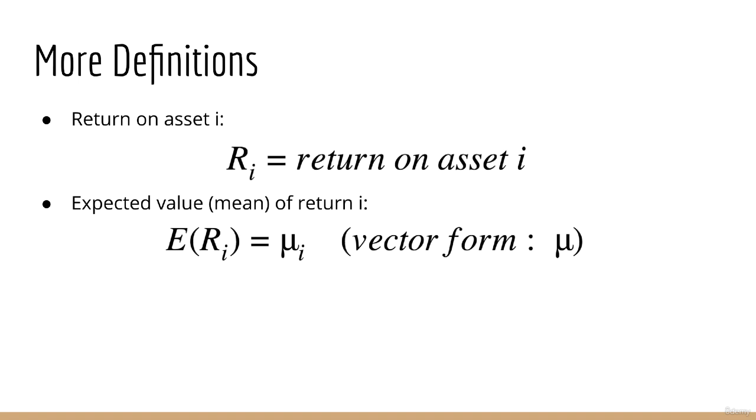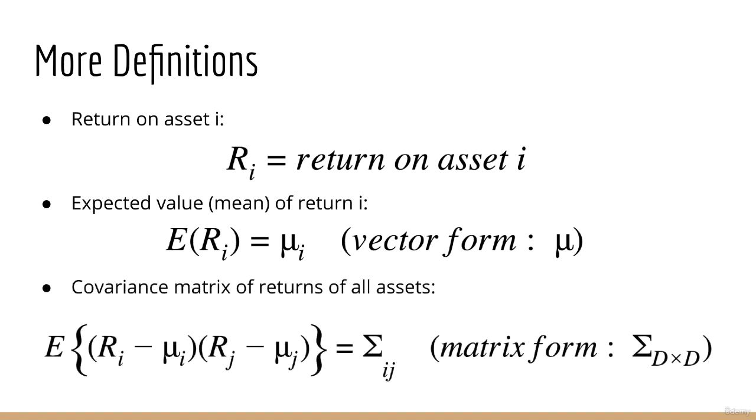Now, since we have multiple assets, we aren't just concerned with the variance of each R sub I. Remember that it's possible for different assets to be correlated. Thus, a full characterization of the second-order statistics would require the covariance matrix. We'll call the covariance matrix capital sigma. Each element sigma ij is equal to the expected value of R sub I minus mu sub I times R sub j minus mu sub j. As you know, this is the covariance between asset I and asset j. If I is equal to j, this is just the variance of asset I. And as expected, sigma is a D by D matrix.